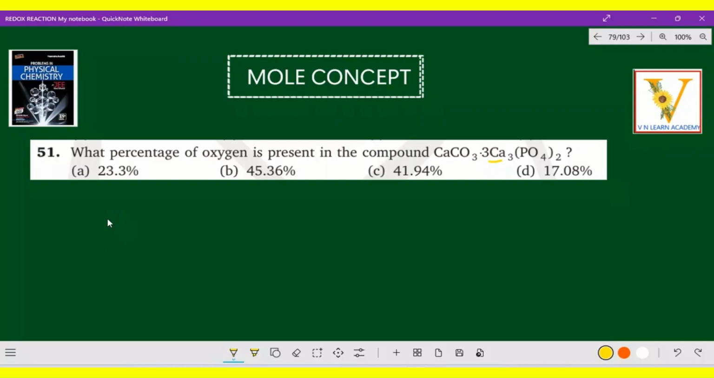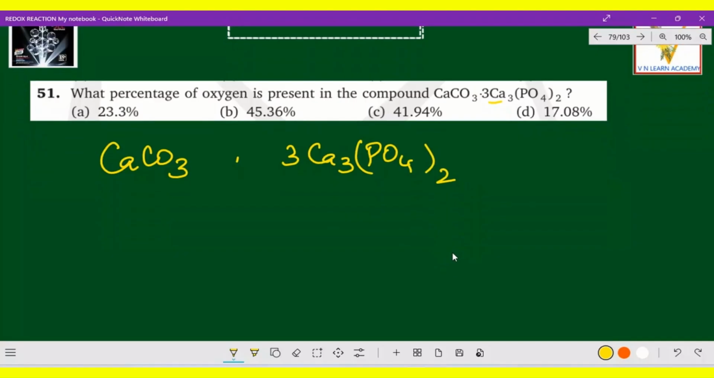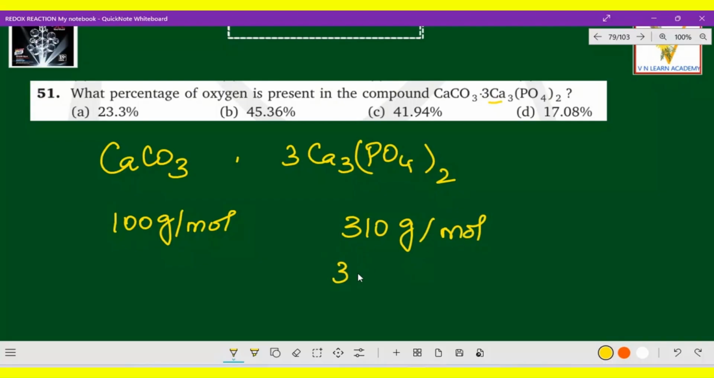The first one, calcium carbonate and calcium phosphate. So calcium carbonate CaCO3 and 3 units of Ca3(PO4)2. Let us find the molecular mass of each. The molecular mass of CaCO3 is 100 gram per mole, you know very well. In the same way, calcium is 40, phosphorus is 31, oxygen is 16, and 4 oxygen atoms are available, and here 3 calcium atoms. Altogether you will get around 310 gram per mole. But here 3 units are there, no? So 3 into 310, you will get 930 gram per mole.